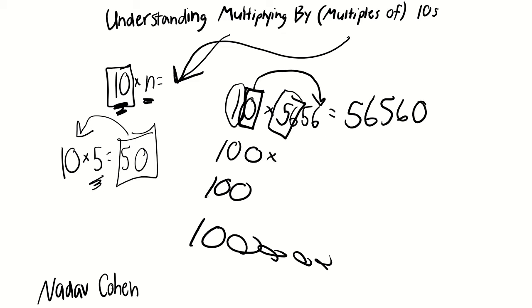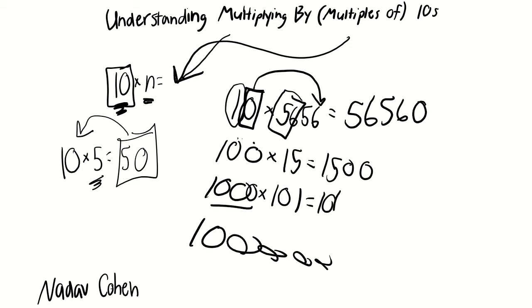Let's say we're doing 100 times 15. There are 2 zeros here, so we just add 2 zeros. Again, we'll do 1,000 times 101. We write 101, and we add 3 zeros. So that's the trick. But let me elaborate on it for multiples.